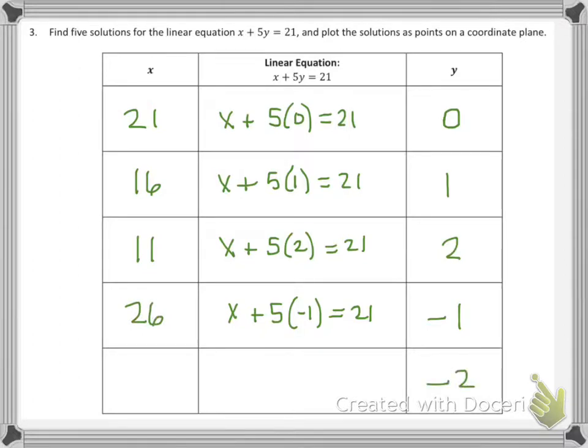And negative 2, x plus 5 times negative 2 equals 21. That's a negative 10. I would have to add 10 to both sides. That would make my x a 31. So those are all ordered pairs, (21, 0), (16, 1), (11, 2), etc. Those are all solutions to the linear equation.